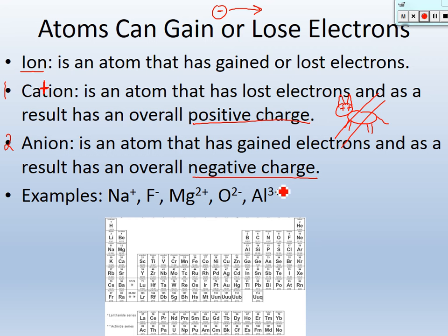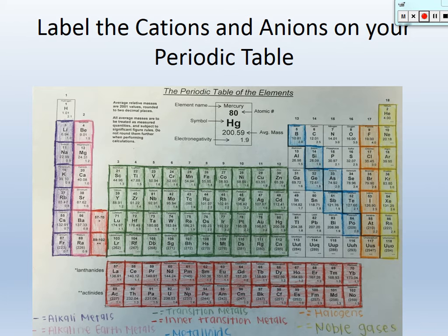Now we're going to talk about how to know if it's going to be a cation or an anion. This is very important. I want you to get your periodic table out. If you're watching the video, please, it doesn't matter which one, maybe all of them. Because we're going to label something that's very important. Okay?